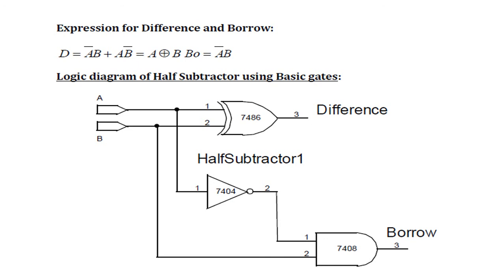The first pin is input and the second pin is output. So this is A bar, and the second input B is connected to the AND gate. 7408 is the IC number of the AND gate, and the third pin will be the output. So this is the logic diagram of the subtractor using basic gates.